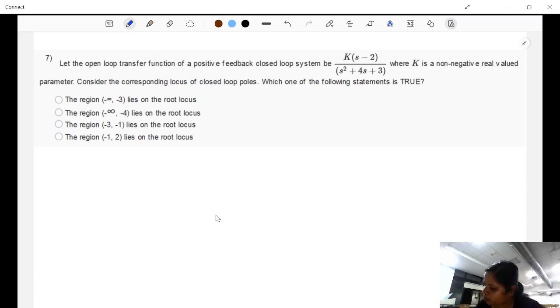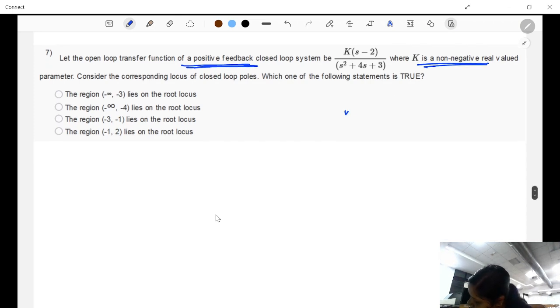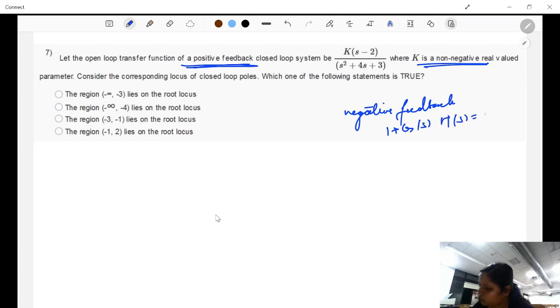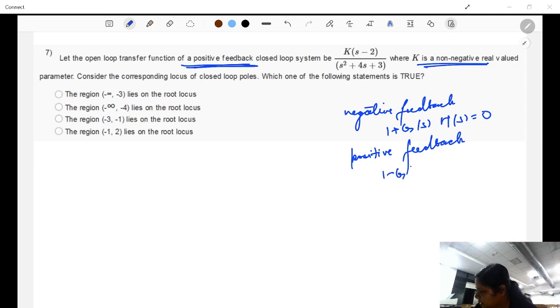Here, this is a similar kind of problem. It just has a positive feedback system and k is greater than 0. So what can you understand? For negative feedback, you have 1 plus G(s)H(s) is equal to 0. I hope my screen is visible properly. Now, for positive feedback, we have 1 minus G(s)H(s) is equal to 0, and this k is greater than 0.